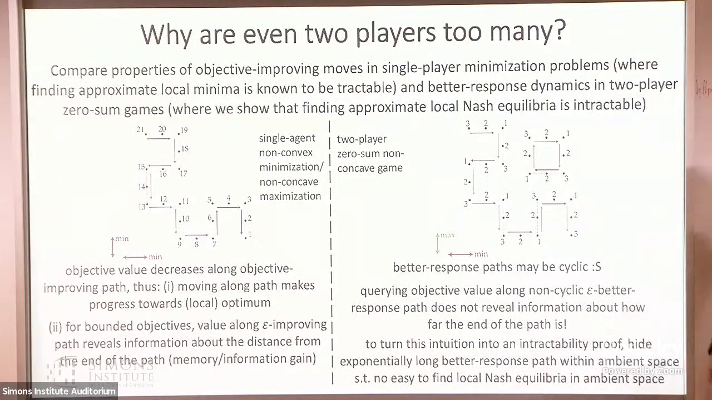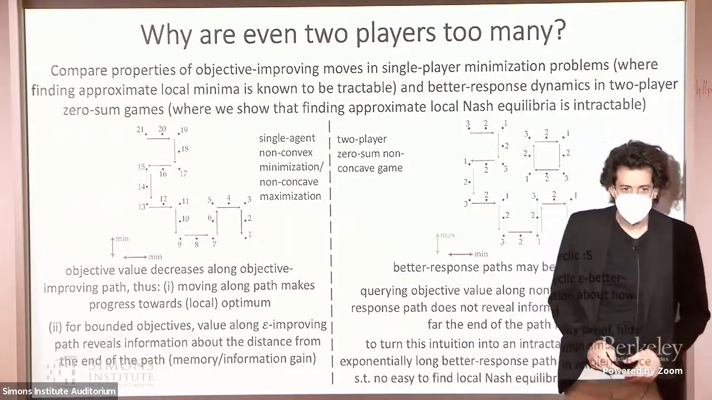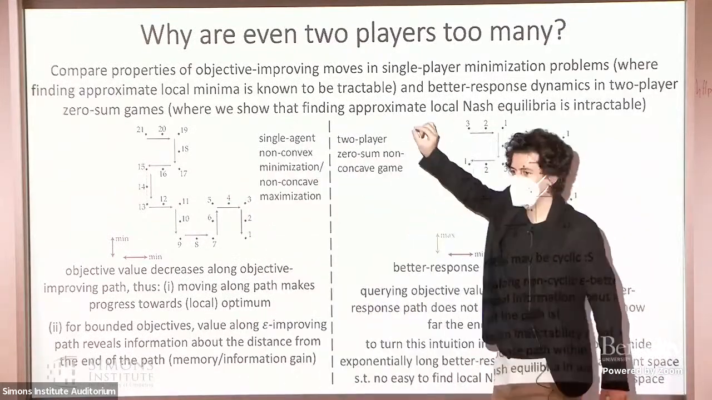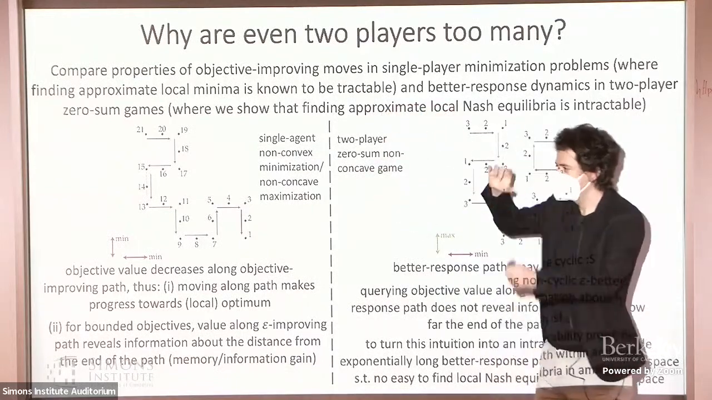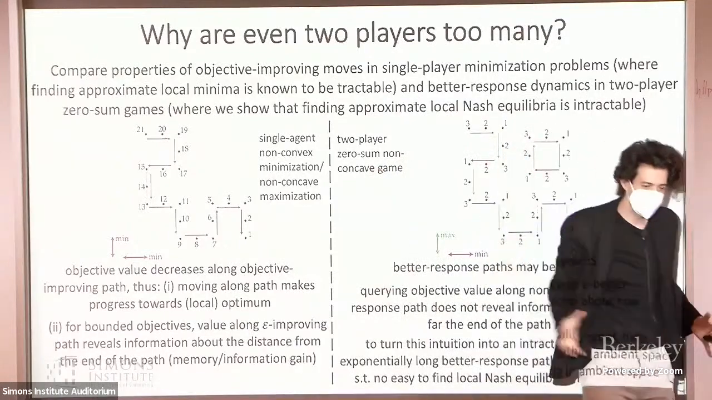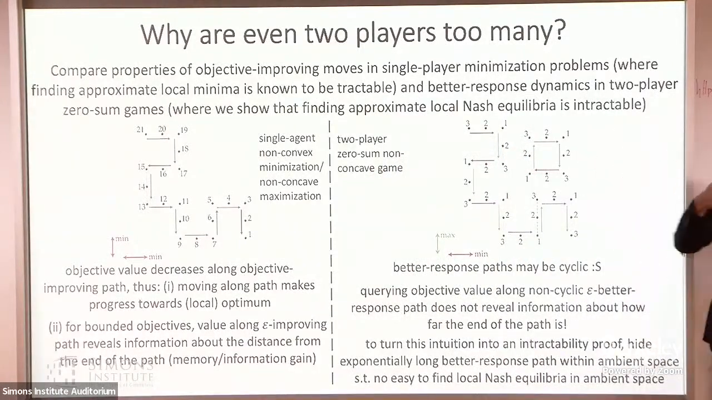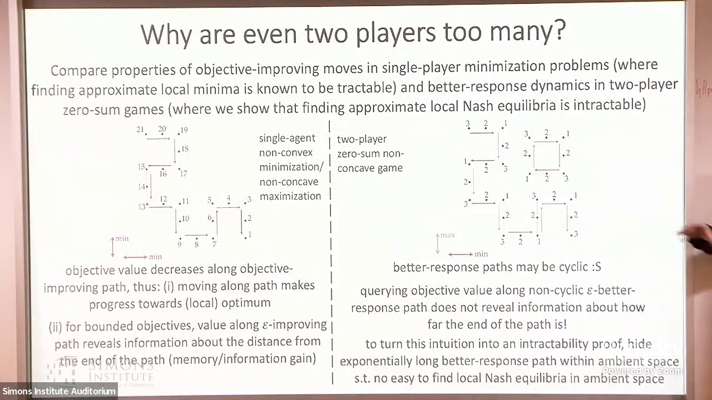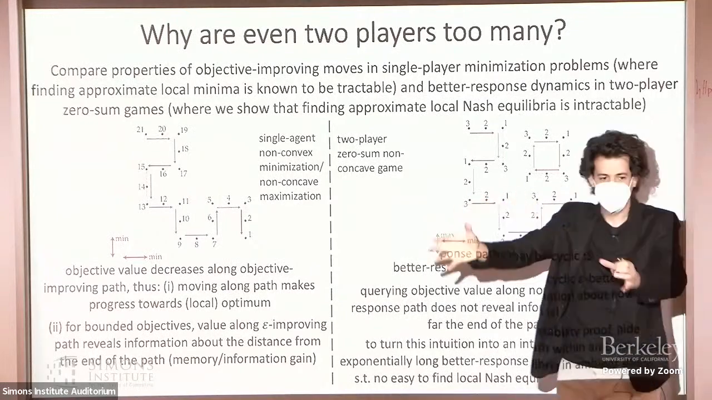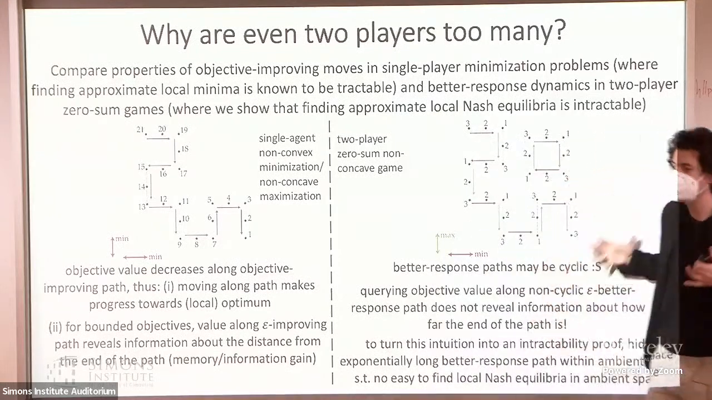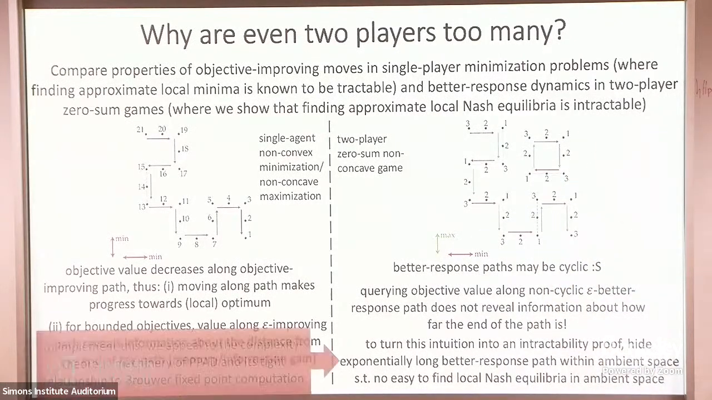Now, this is all intuition. To turn it into a tractability proof, ideally what you'd like to do is to take such a path, a serpentine-like, space-filling type of path, and embed that path in some ambient space. Have the values of the objective repeat on this path in such a way that querying along this path or anywhere in the ambient space does not give you much hint about where the local min-max solutions are. This is ideally what you'd like to do. But we don't know how to do that, really.